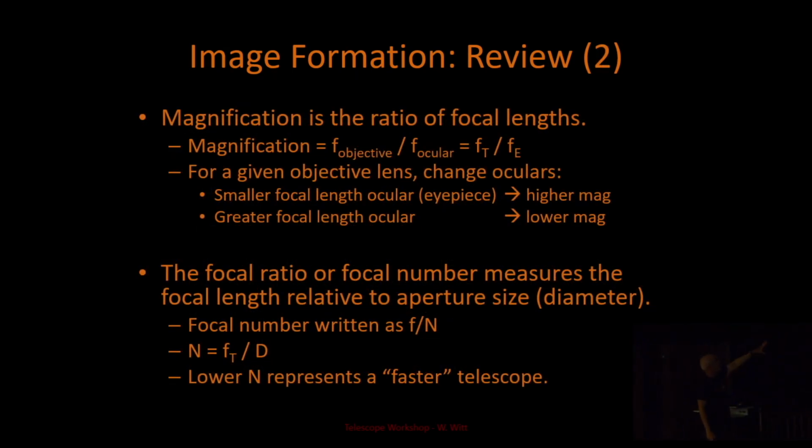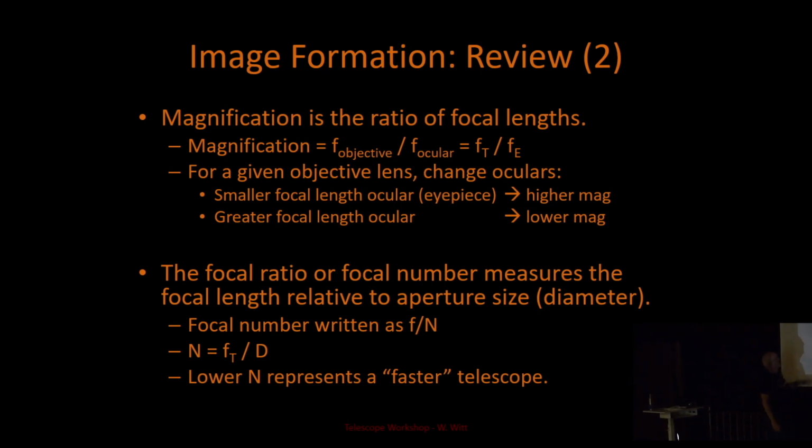And then magnification is the ratio of the focal lengths, objective lens divided by the ocular lens, or telescope divided by eyepiece. These are kind of synonyms in our nomenclature today. If you have an eyepiece with a smaller focal length, that basically gives you higher magnification. And a greater focal length eyepiece or ocular gives you lower magnification. That's the general trend to keep in mind. As the focal length of the eyepiece gets bigger, your magnification goes down.